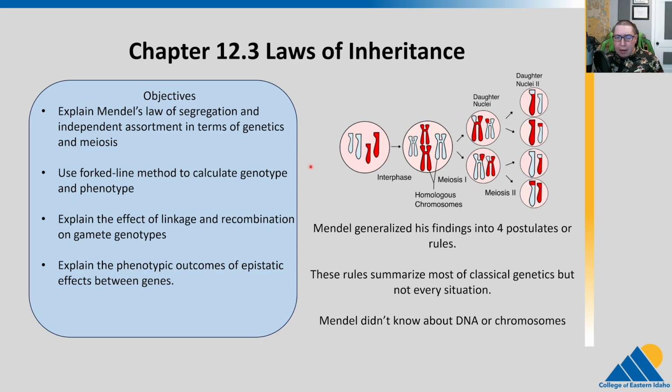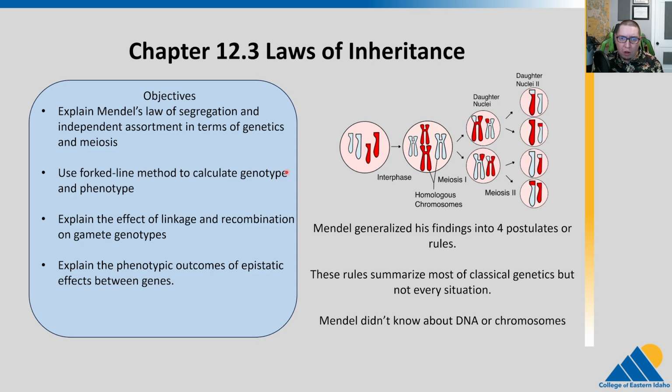So Mendel did all this work, and he did not know what the genetic material was. He didn't know about DNA, didn't know about chromosomes. This is all pre those discoveries. So it's really amazing that he was able to put everything down into a couple of rules, and he created what we call 4 postulates here.